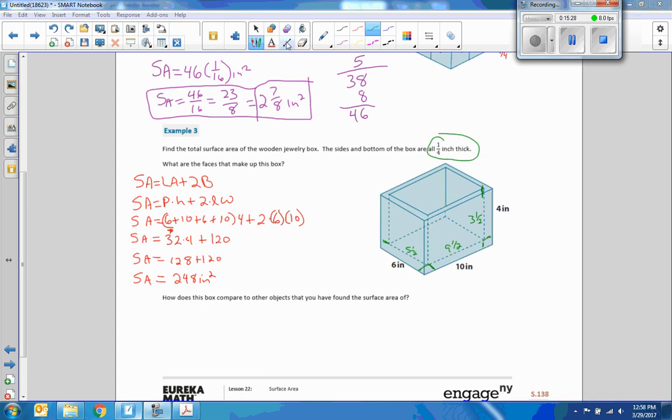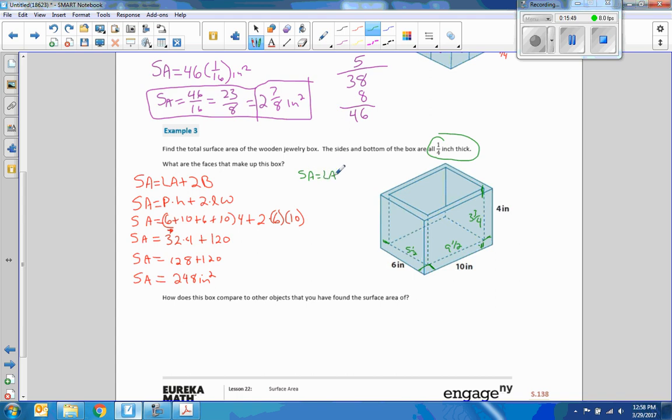Okay, one thing I am going to change is the height. They are not taking into consideration that the lid is a 1/2 inch thick. So I'm only going to subtract a quarter from here. So 4 minus 1/4 is 3 3/4 inches. So this inside piece is 3 3/4. So now I'm going to do the perimeter again. So I'm going to rewrite this whole problem.